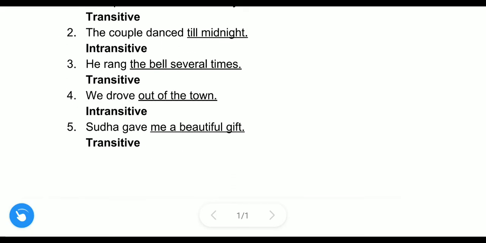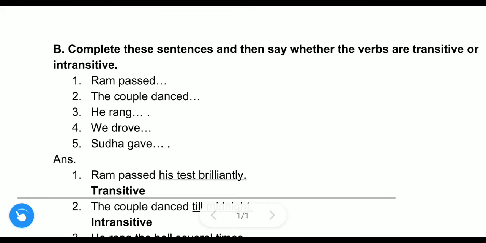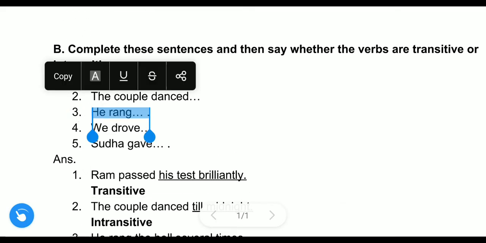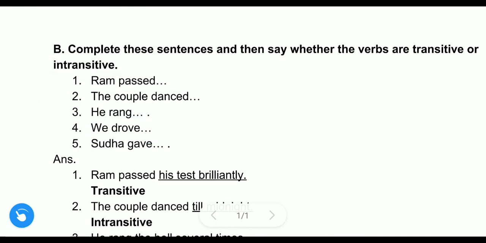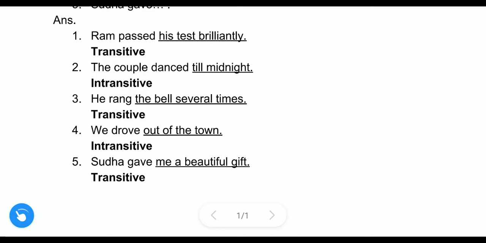Okay, now let us discuss the third example. See, first we'll complete the example. He rang. Rang is the past tense of ring. Okay, he rang. So how will you complete this sentence? He rang the phone. Okay, let us see. Here I have completed one sentence. He rang the bell several times.